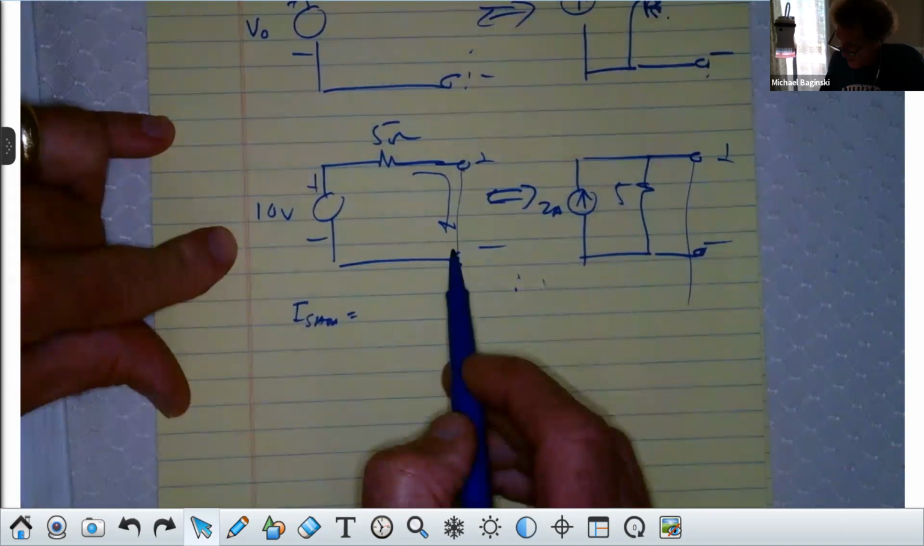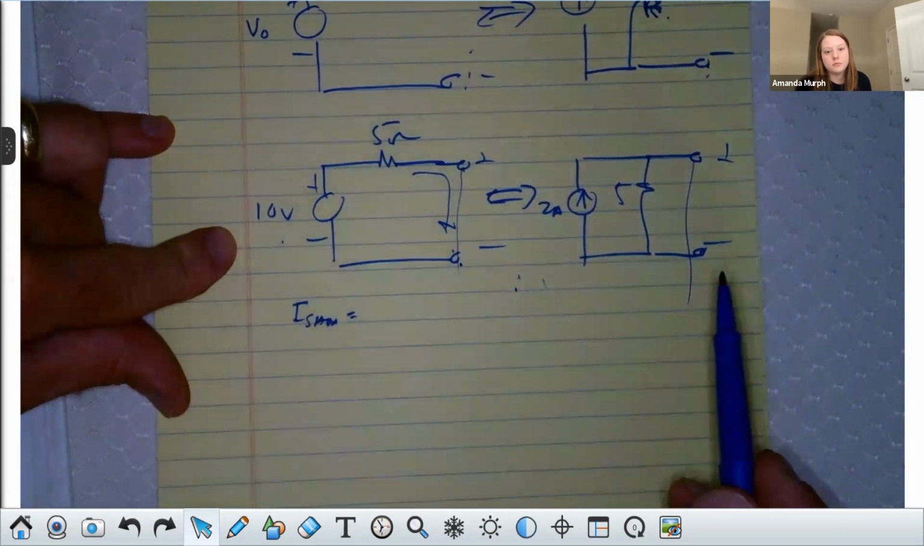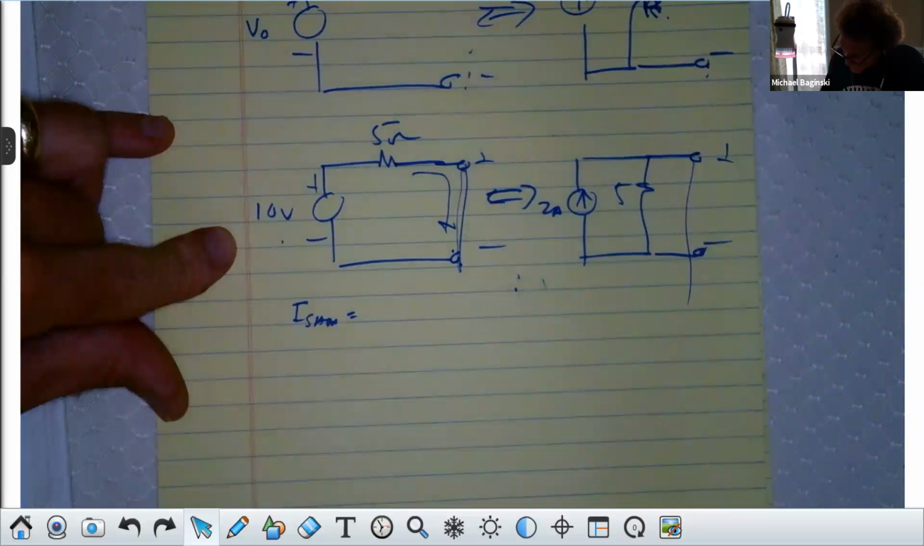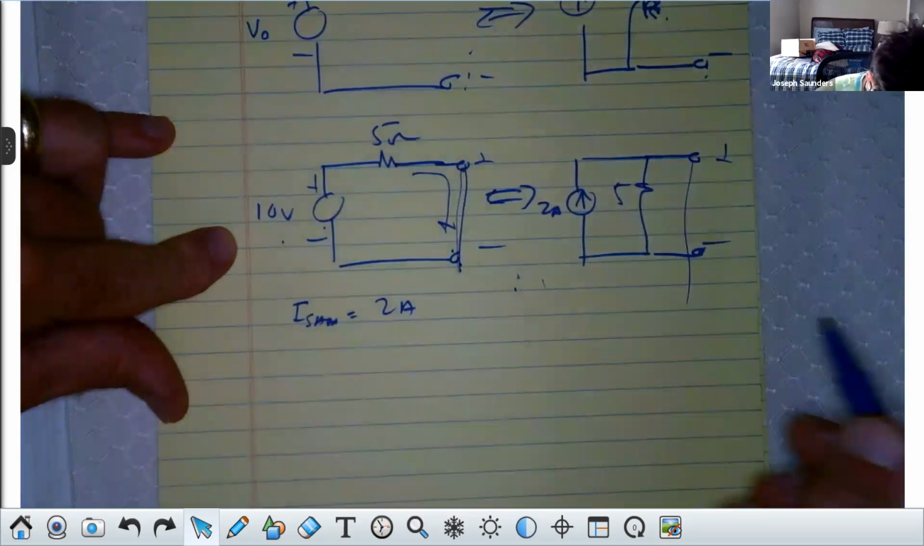So how much current would flow? 0. 10 divided by 5. No, short is this, right? It's a conducting path. So it would be what? 10 divided by 5, or 2 amps. Agreed? All right.